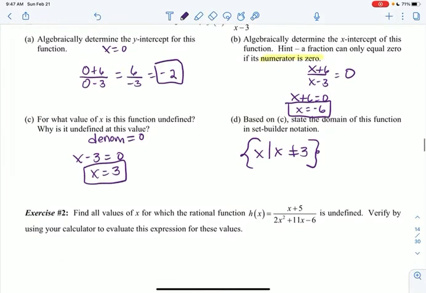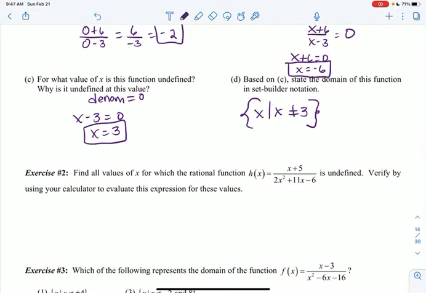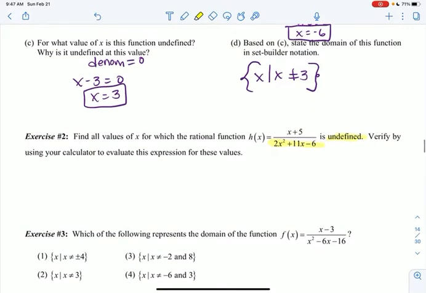All right, exercise 2. Find all the values of x for which the rational function h of x equals x plus 5 over 2x squared plus 11x minus 6 is undefined. Remember, it's undefined when the denominator equals 0. So I'm going to take that denominator and set it equal to 0 and solve. You guys should be good at doing stuff like this right now.